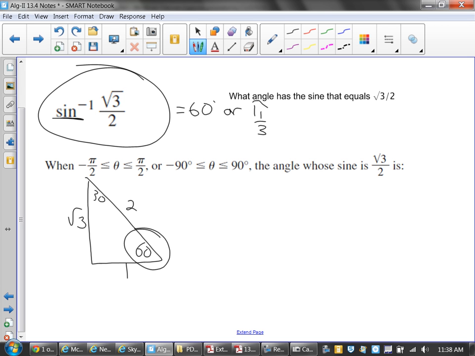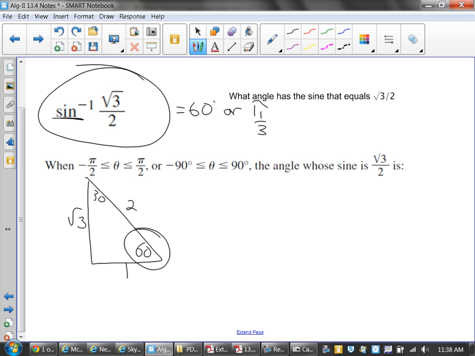Remember, the inverse sine is asking you what angle gives you the sine. That's why I'm saying it as what angle has the sine, what angle gives the sine. It's not saying that this is the cosine, or cosecant. No, it's which angle gives you this value, okay?